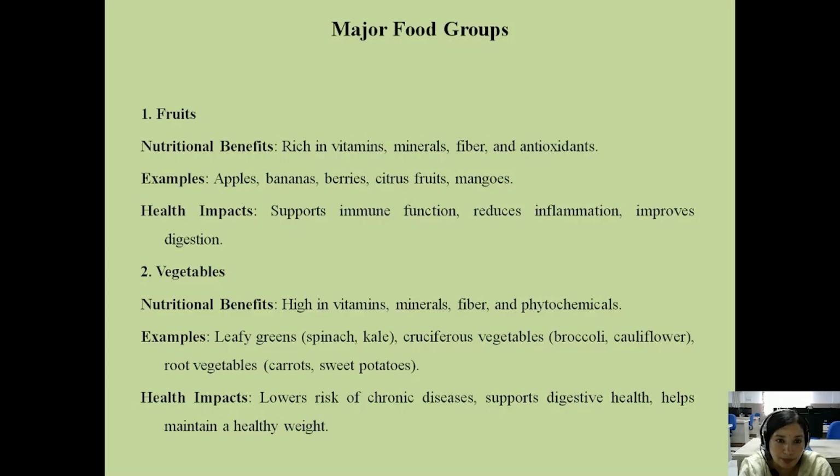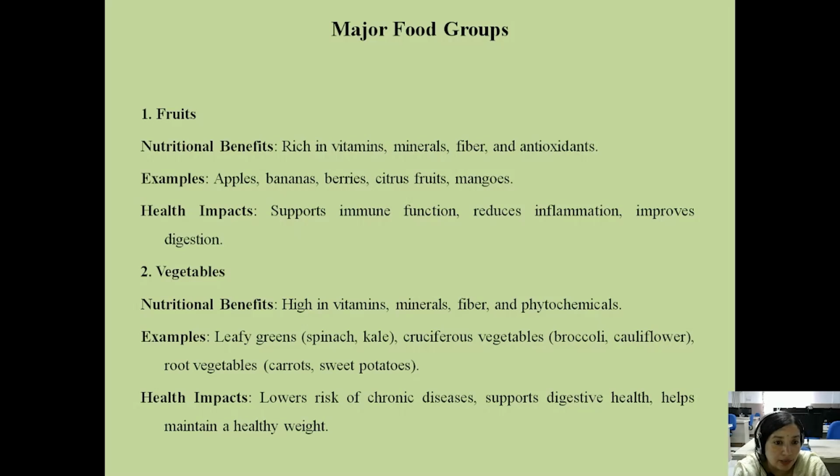So fruits have nutritional benefits. They are rich in vitamins, minerals, fiber, and antioxidants. Examples are apples, bananas, berries, citrus fruits, and mangoes. It supports your immune function, reduces inflammation, and improves your digestion. There are so many health benefits of eating fruits like apples, as they are very rich in vitamins, minerals, fibers, and antioxidants.